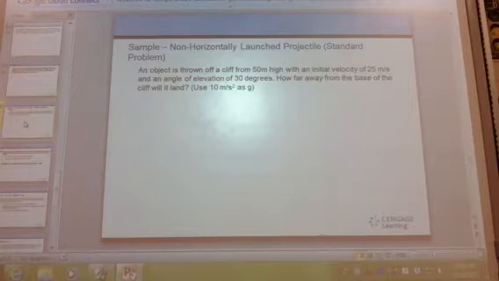In this problem, and this is a very standard problem on an AP test, an object is thrown off a cliff from 50 meters high with an initial velocity of 25 meters per second and an angle of elevation of 30 degrees. How far away from the base of the cliff will it land?